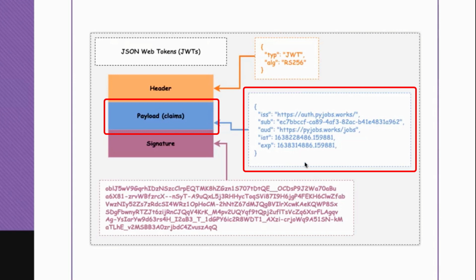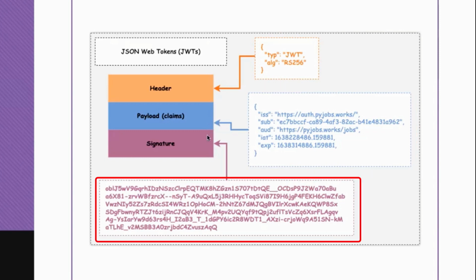It also contains the audience, and this is a very important property. The audience has to be our API. If it's not our API, we'll reject the token straight away. It has the information about when the token was issued at, and also the expiry date. The expiry date is also very important. We want to make sure the token hasn't expired before we allow users to access the API.